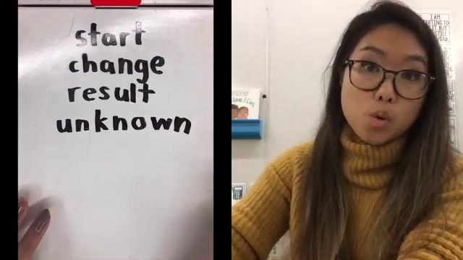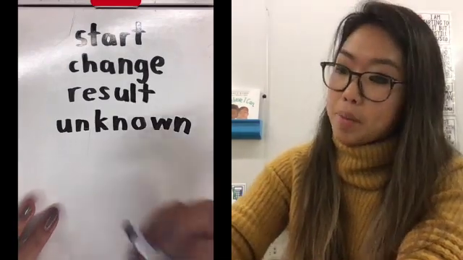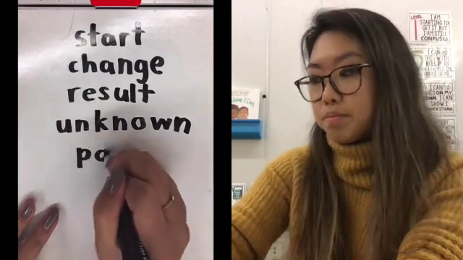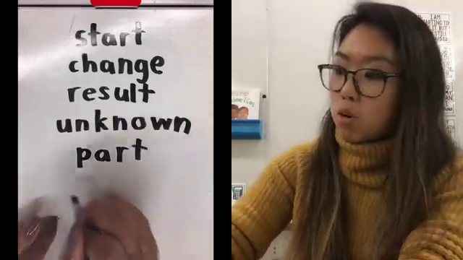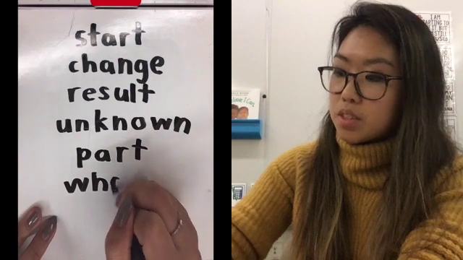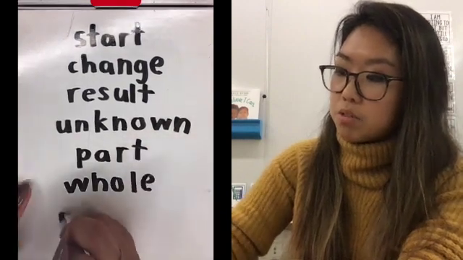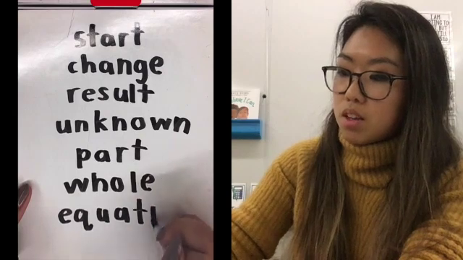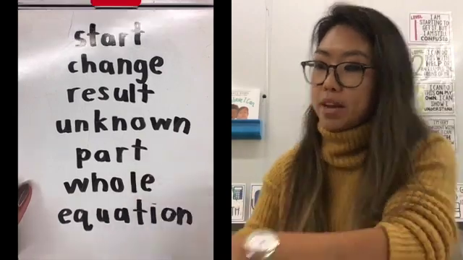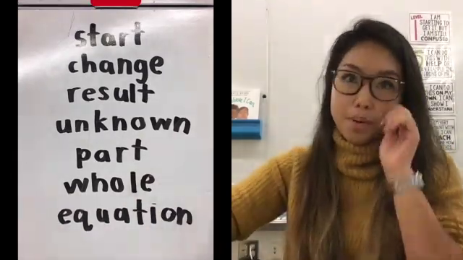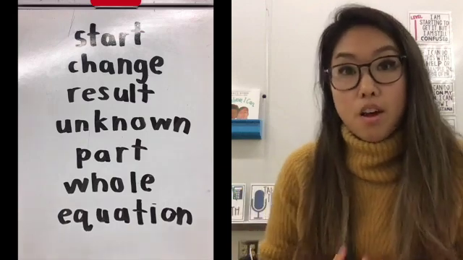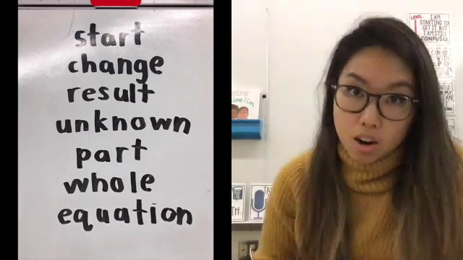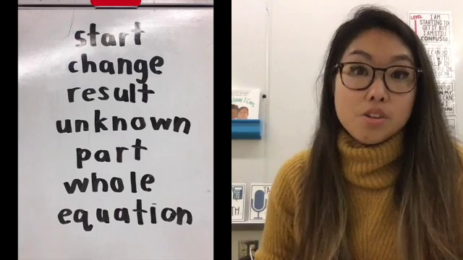When we think about an equation, we can also think about parts. We can think about wholes and how we're going to write our equation. So let's think, are you able to use all these vocabulary words and explain your thinking for a word problem? If you are and you're successful at it, then you could be earning 4.